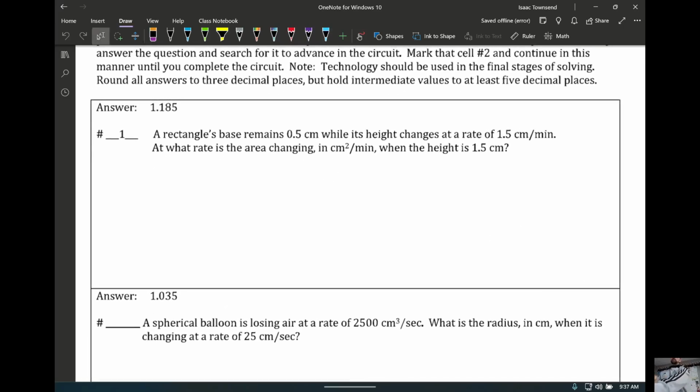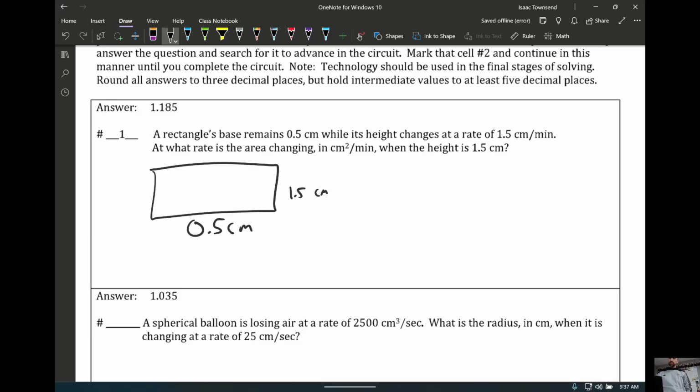Okay, rectangle's base. It doesn't matter which one you call base, and I think of length and width, but whatever. I'll call this the base. It stays 0.5 centimeters. Its height changes at 1.5 centimeters per minute. What rate is the area changing when the height is 1.5 centimeters? So what's the geometry formula you need to start off with?